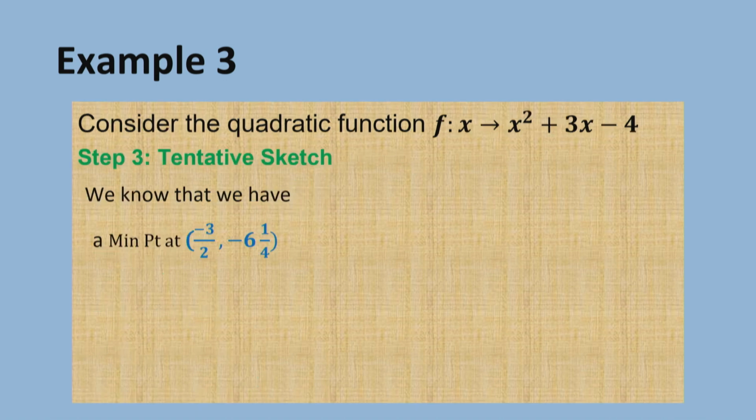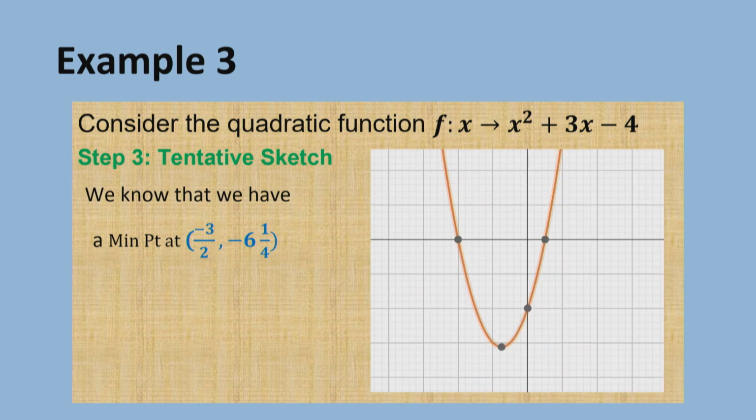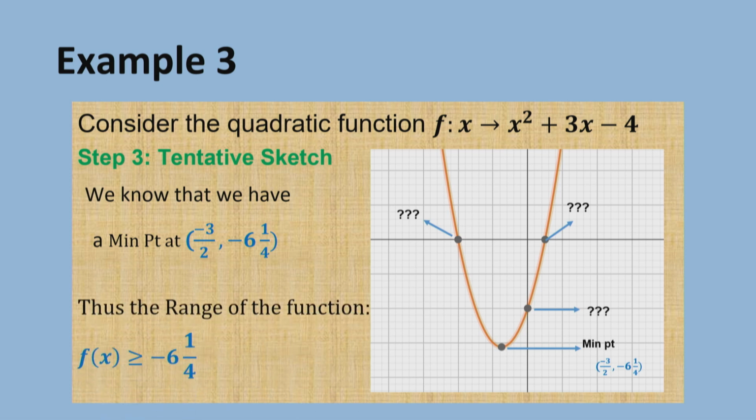What do we do? Well, we go for the tentative sketch. So we know that it is a minimum. The minimum point is (minus 3 over 2, minus 6 and 1/4). Here, what is this? Well, it is the intersection with the y-axis. And here, the intersection with the x-axis. Now, what about the range? Well, the range of the function is given by f of x greater than or equal to minus 6 and 1/4.